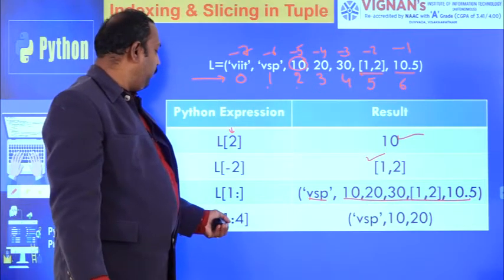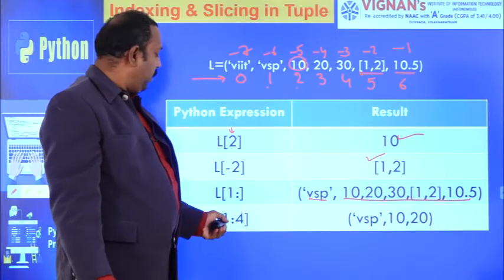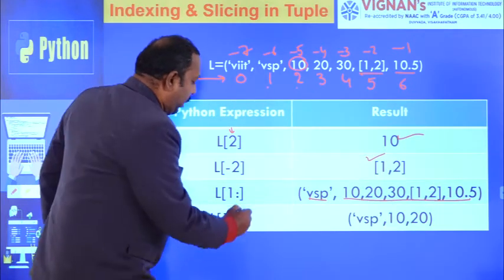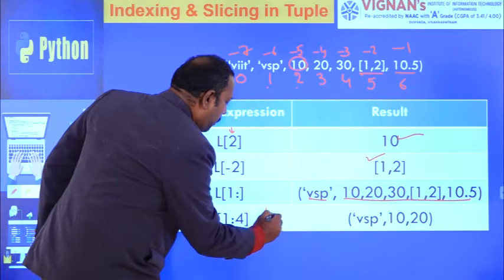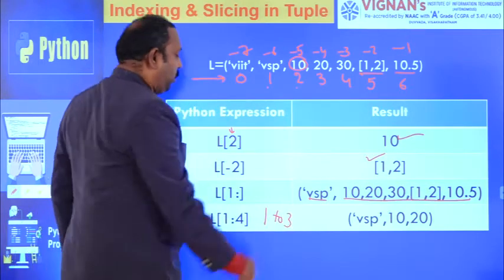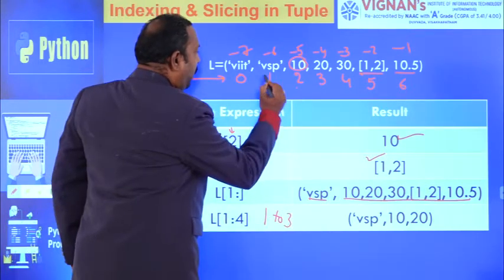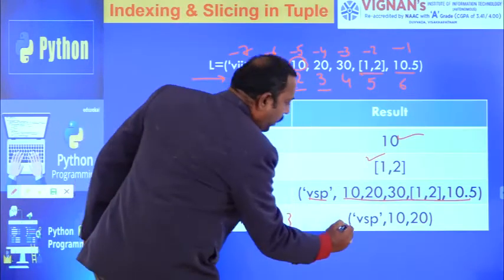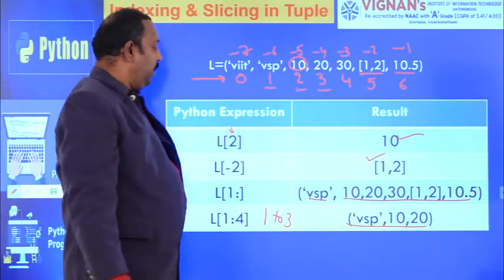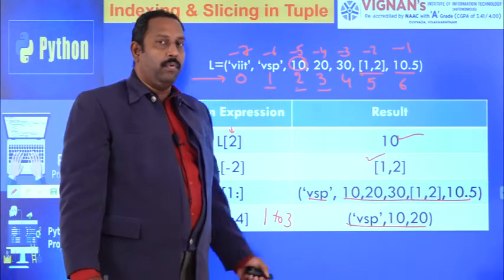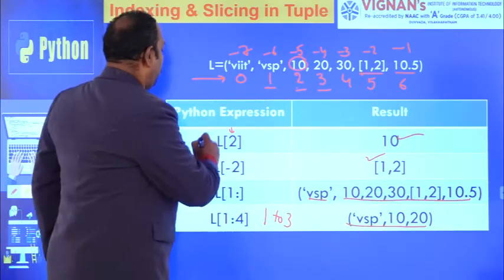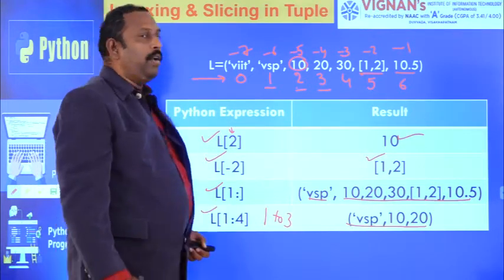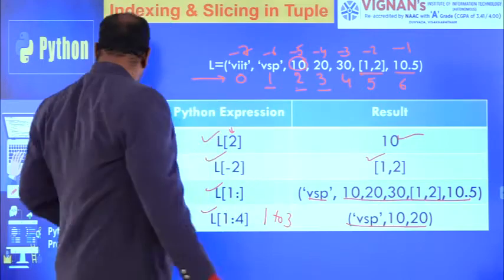Next, L of 1, 4. Starting value is 1, ending value is 4. Always it takes the end value as end minus 1. So that means 1, 2, 3 it will take the values. 1 means VSP, 2 means 10, 3 means 20. So you will get the output VSP, 10, 20 for L of 1, 4. These two are nothing but indexing, these two are nothing but slicing. So indexing and slicing can also be used in the tuple data structure.